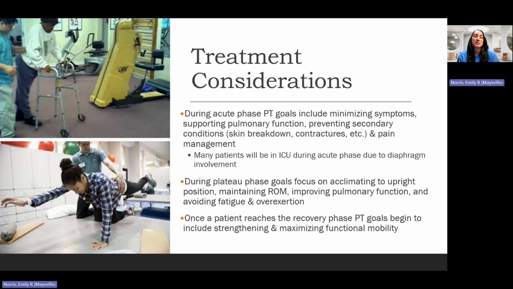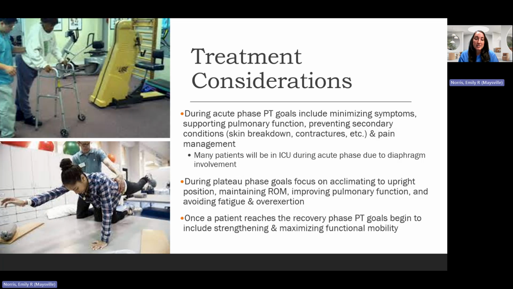Some of the treatment considerations during the acute phase, your main goal is to minimize the symptoms, to support the breathing, prevent secondary conditions like skin breakdown or contractures, manage the patient's pain. Oftentimes they're in the ICU during the acute phase because of the diaphragm being affected, causing them to have trouble breathing.